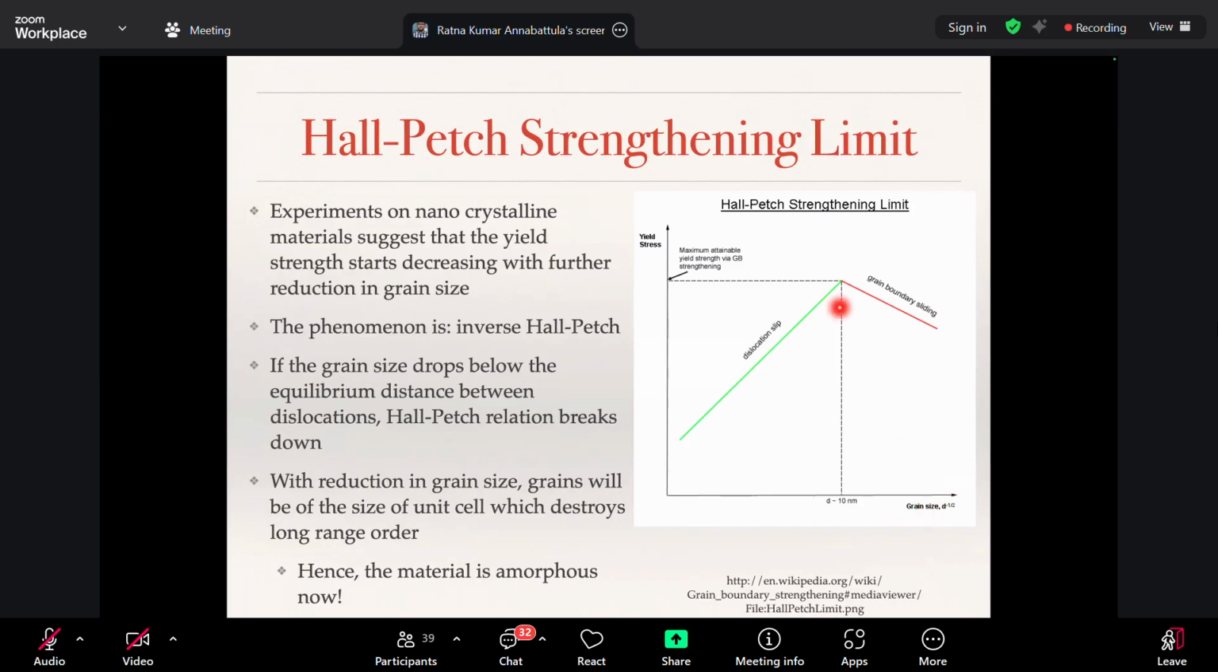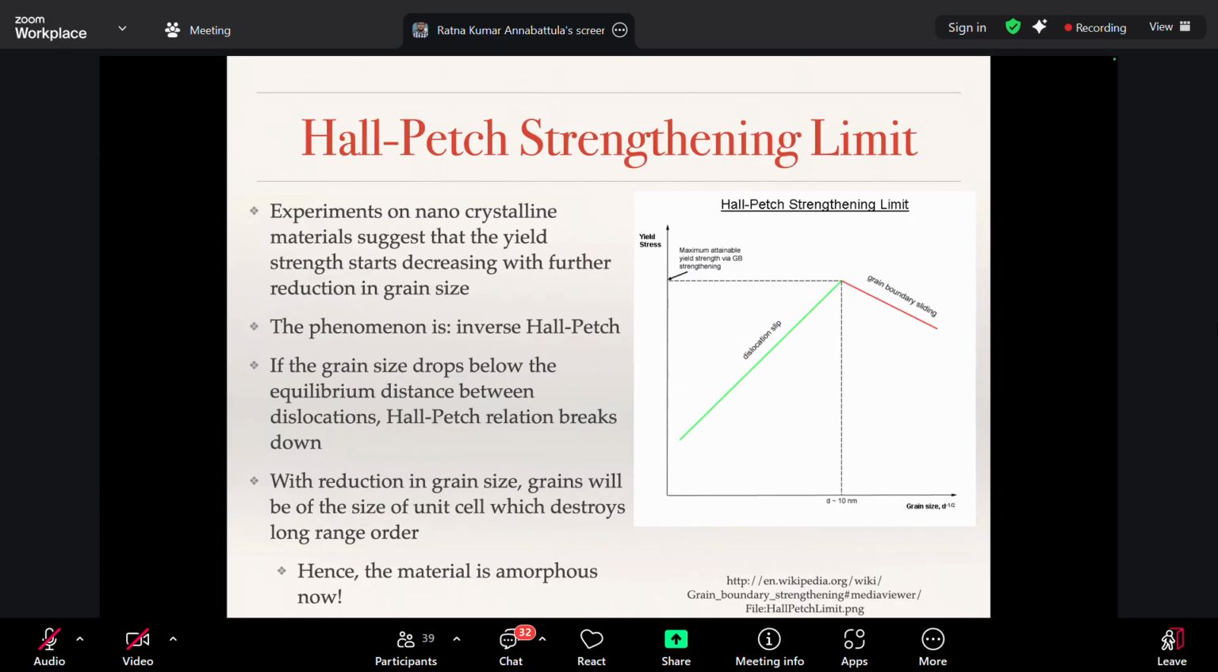By reducing the grain size, you see that yield strength is increasing. Yield strength increases as the grain size reduces. And if it is less than 10 nanometers approximately, then the material dimensions become closer to the atomic dimensions. That means you will not have a crystal locally. You are not having a long range order anymore, so you cannot really see that as a crystal.